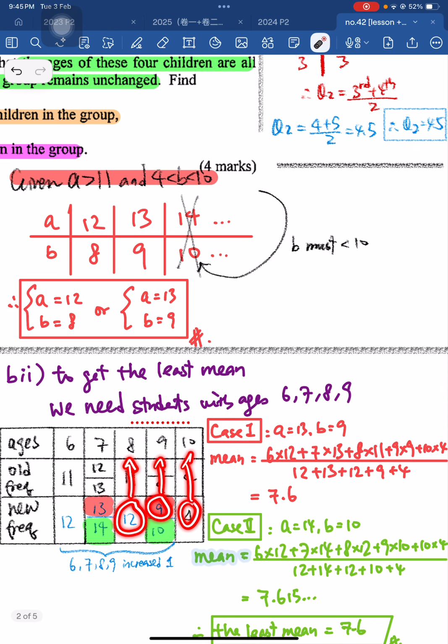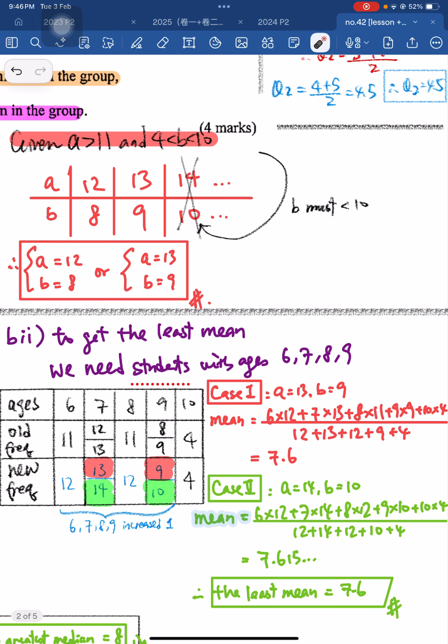So you add them up. For the numerator, you get the total sum of the ages. And then you divide by the total frequency, which is 12 plus 13 plus 12 plus 9 plus 4. So you add all of them together. Use the calculator, and you can get 7.6, which is case 1.